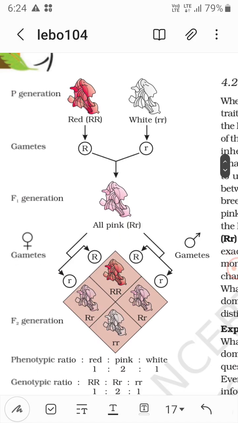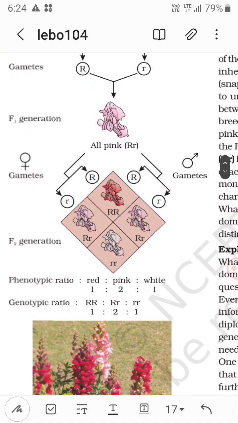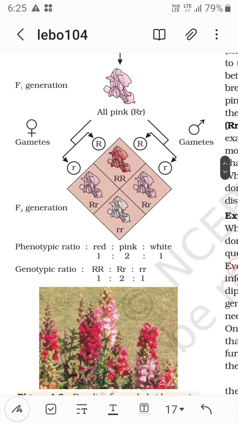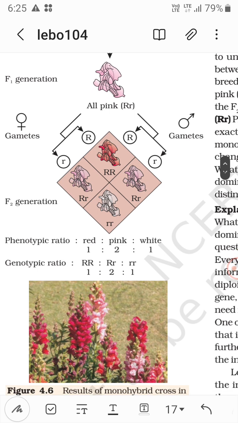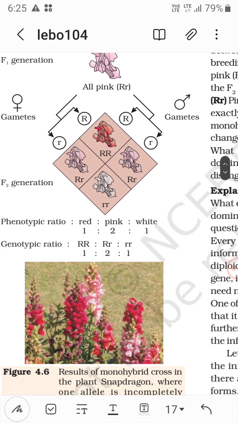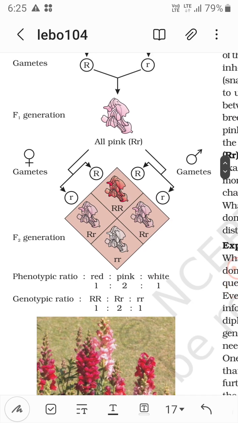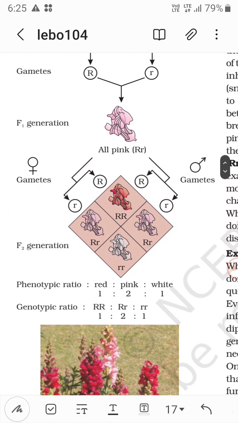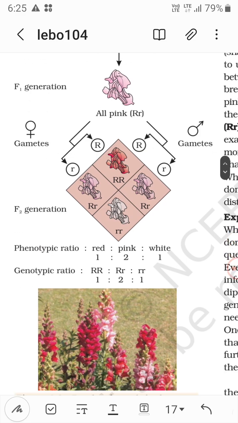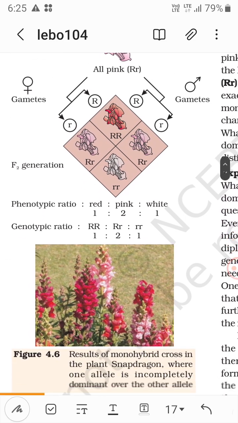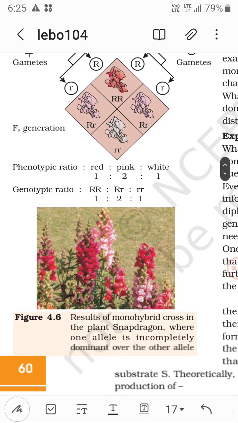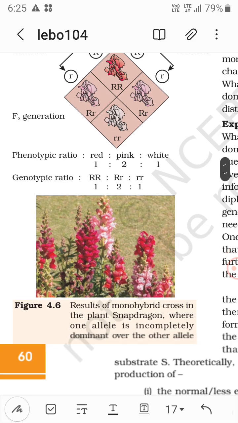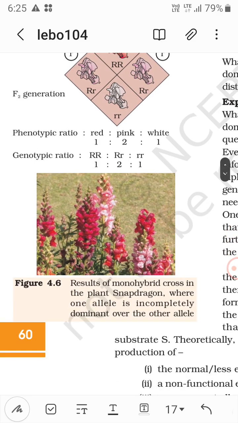As you can see in the diagram, that is the P generation, red and then white. So gametes capital R, small r. So all pink, that is capital R, small r. When they are self-pollinated, you can see capital R, small r, and small r. So these are the pink flowers. Okay, they are not like the red flower, so they are found to be pink flowers. The heterozygotes are pink. So the phenotypic ratio is red, pink, white, 1:2:1, and the genotypic ratio is the same, capital R capital R, capital R small r, small r small r. So 1 is to 2 is to 1.